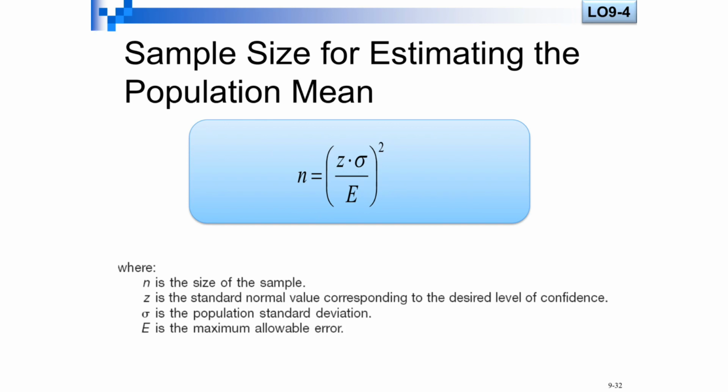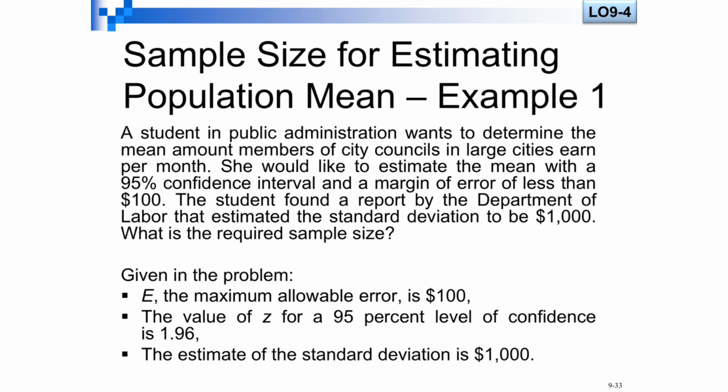So we have a formula for sample size, where n is the sample size. You see the margin of error, our confidence interval, and the standard deviation are here to calculate. Let's look at the example. A student in public administration wants to determine the mean amount members of the city council in a large city earn per month. She would like to estimate the mean with a 95% confidence interval and a margin of error of less than $100. The student found a report by the Department of Labor that the standard deviation is $1,000.